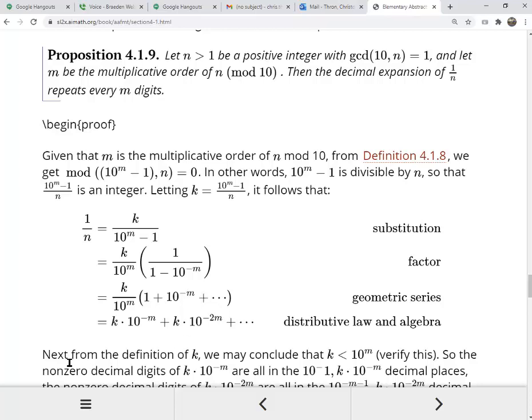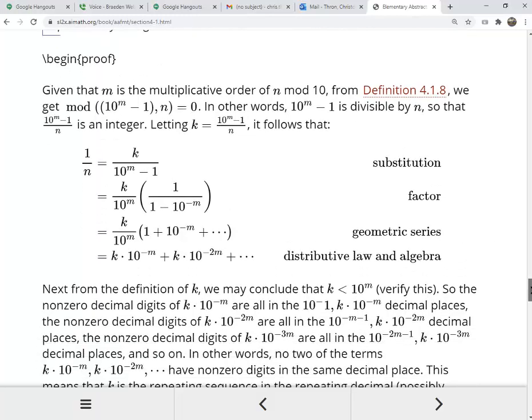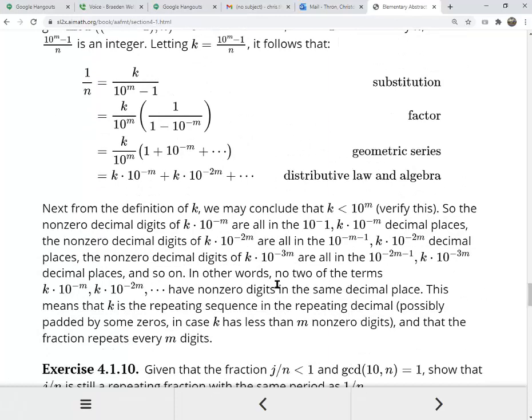Now, from the definition of k, we may conclude that k is less than 10 to the m. You can think about why that is; it's not too hard to see if you look at the definition of k. So k is limited in size. I will say that this is not written very well. What you conclude from this is that k has fewer than m digits.